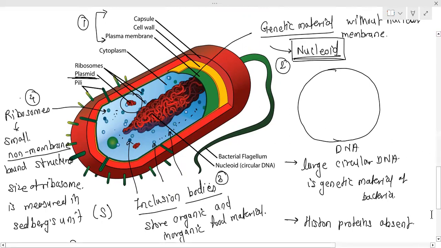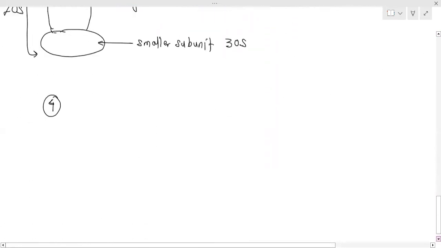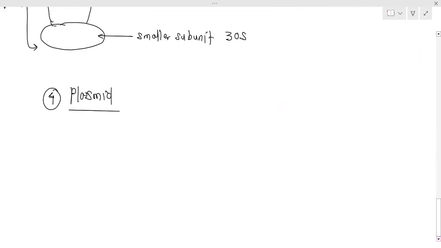So try to understand what exactly the plasmid is. Plasmid is very important, it will come up in many topics. Try to understand this very, very well. This is very basic knowledge you need to understand. By definition, what is a plasmid?